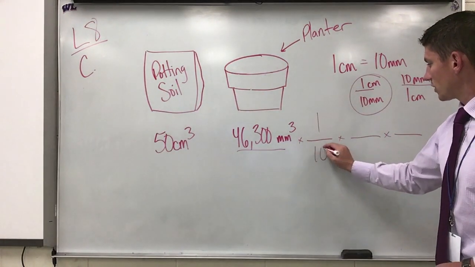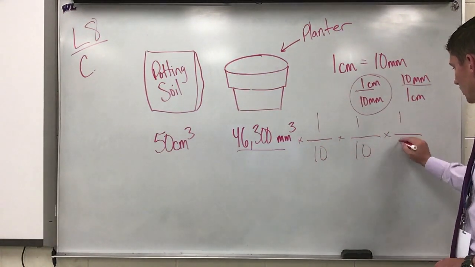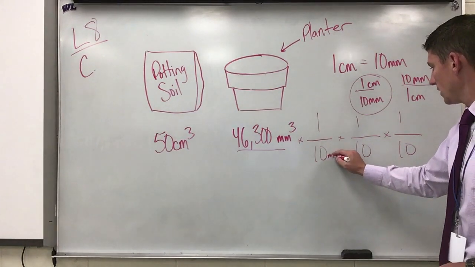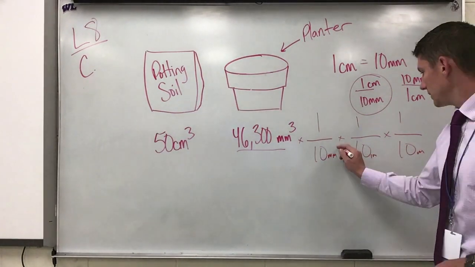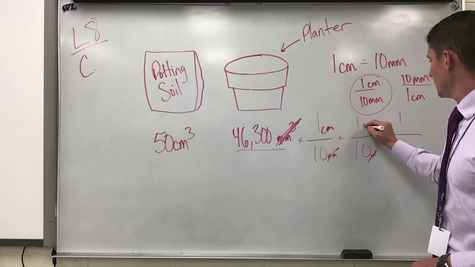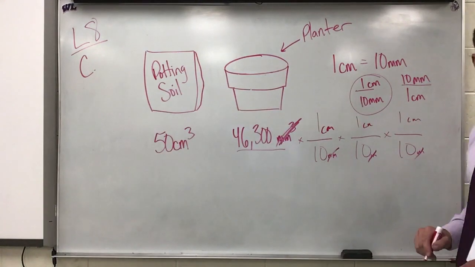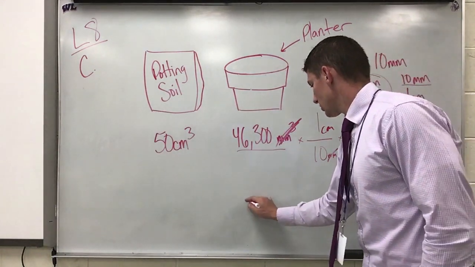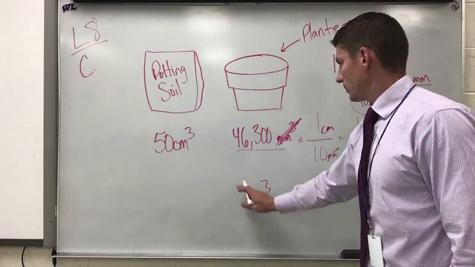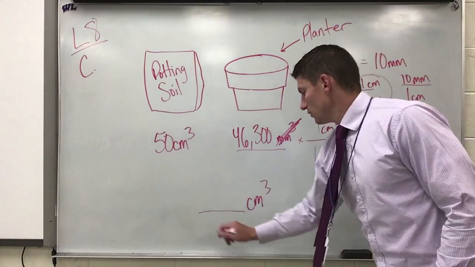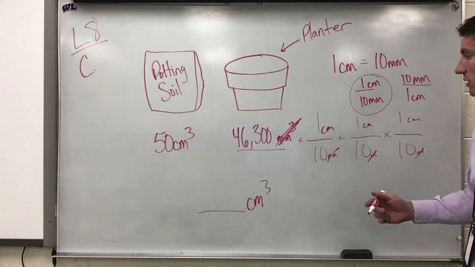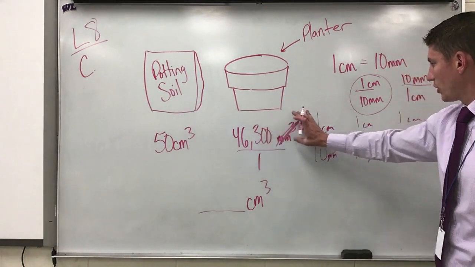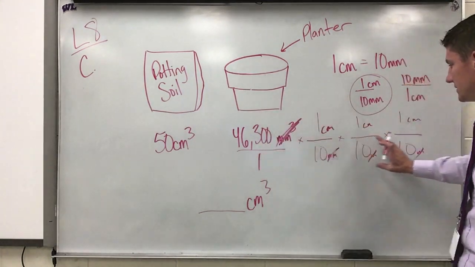I got 1 over 10, 1 over 10, 1 over 10. If I write in my correct labels with each of those, that would remind me to cancel, cancel, cancel, and I'm left with centimeters, centimeters, centimeters. So my answer is going to be in terms of centimeters cubed, and then we can compare those 2 values for our final conversion. Now, if you would do the multiplication here, you would recognize that we multiply numerators and then we would multiply denominators.